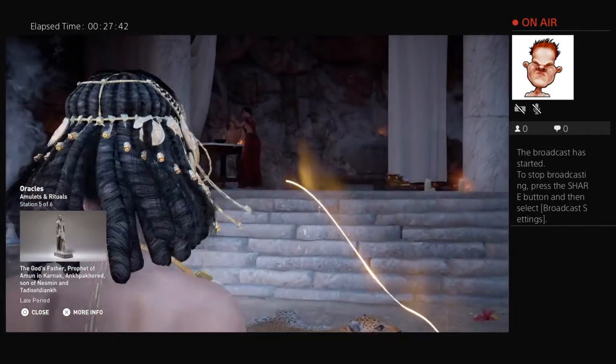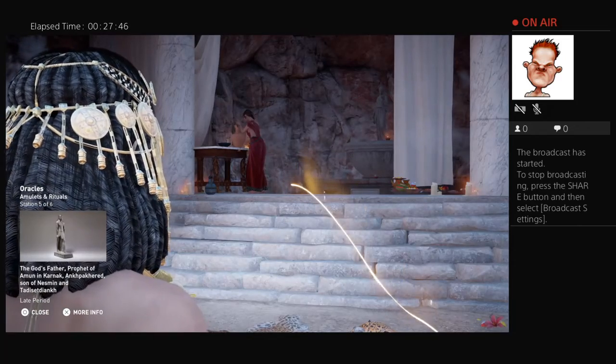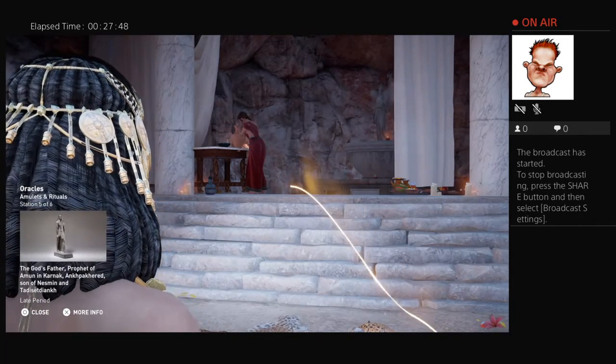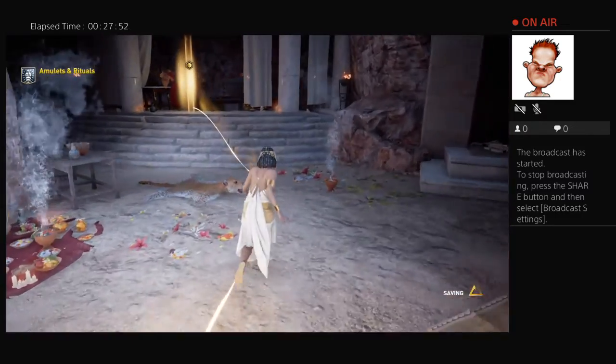Deemed messengers of the gods, oracles offered guidance and judgment for all Egyptians, regardless of status. Crucial advice was offered on everything from day-to-day farming management.